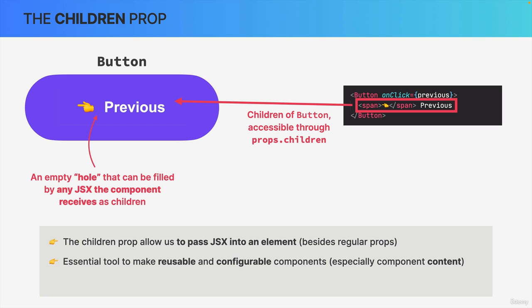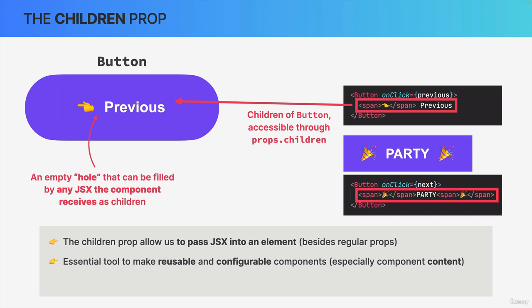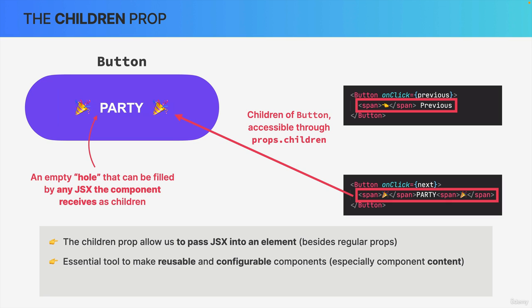So for example, let's say that we wanted to create a second similar button, but with some other emojis and text. Well, now that we know about the children prop, that is really easy. All we have to do is to pass in some different JSX, and then the button gets completely different content.